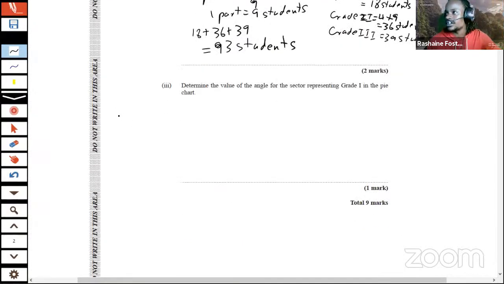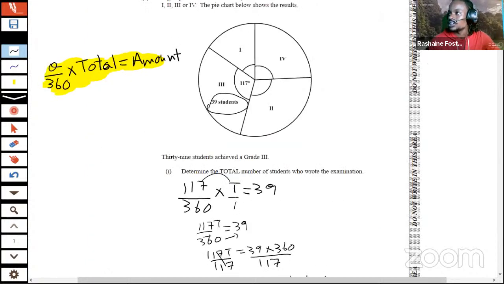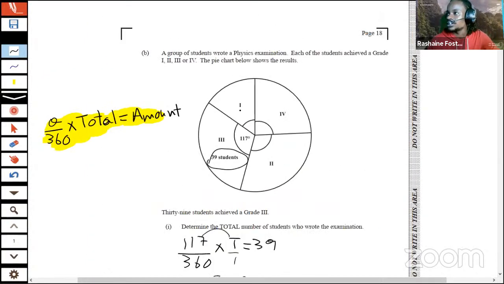All right. Next, it says determine the value of the angle for the sector representing grade 1 in the pie chart. So let's go back to our pie chart right here. All right, that's our pie chart. So this is the piece representing our grade 1. What do we know about grade 1? What I know about grade 1 is that grade 1 has 18 students.